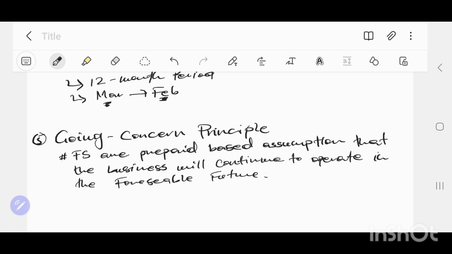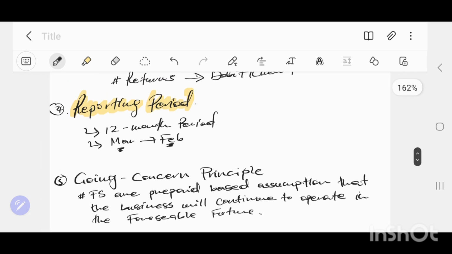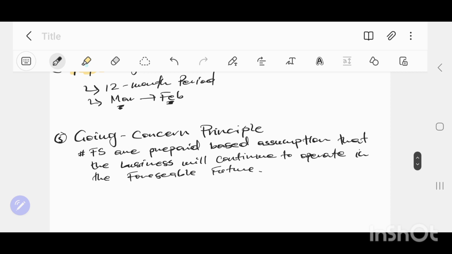So what you need to understand about the going concern is that it is the assumption that the business will continue to operate in the foreseeable future. So when you prepare financial statements, you have to assume that the business is going to continue to operate in the near future. I also elaborate more on this concept in the study guide in a simple manner. It's very simple and straightforward.